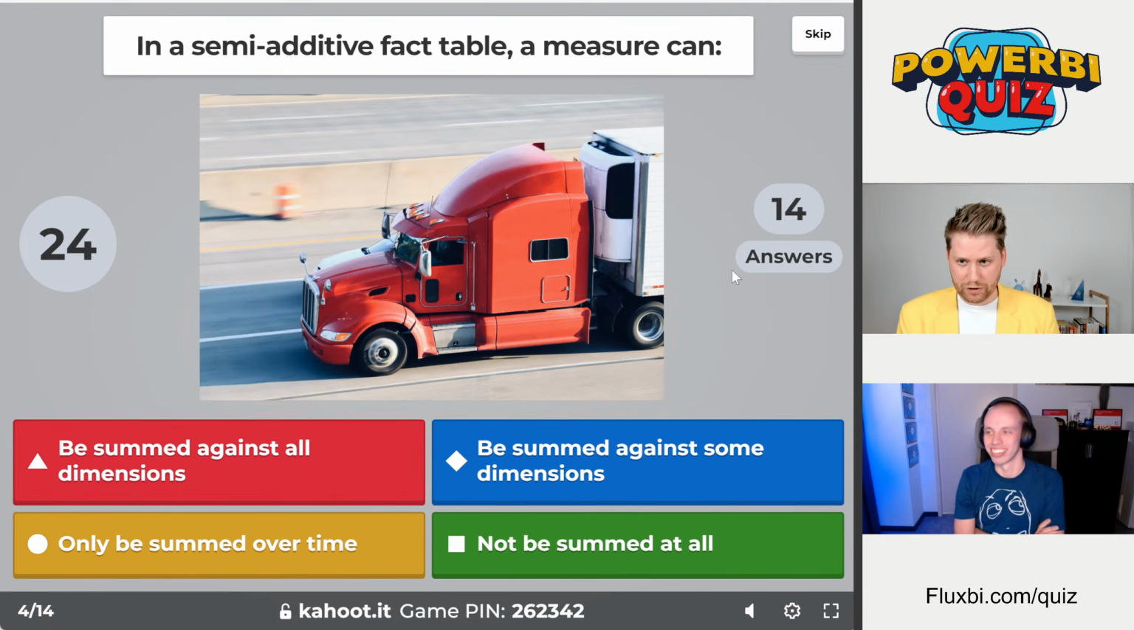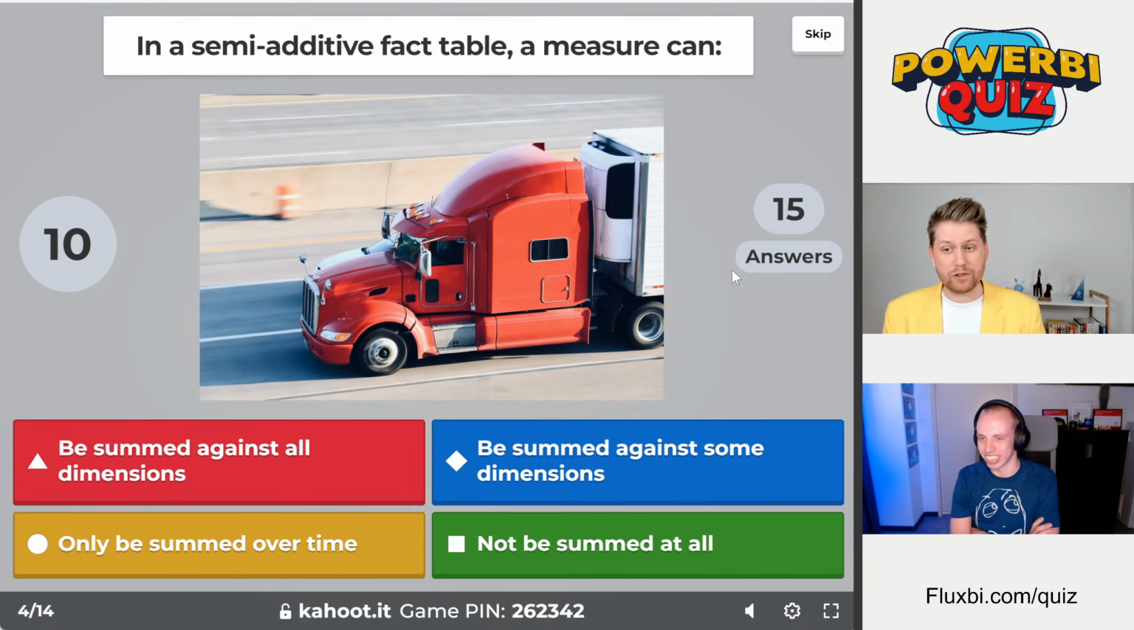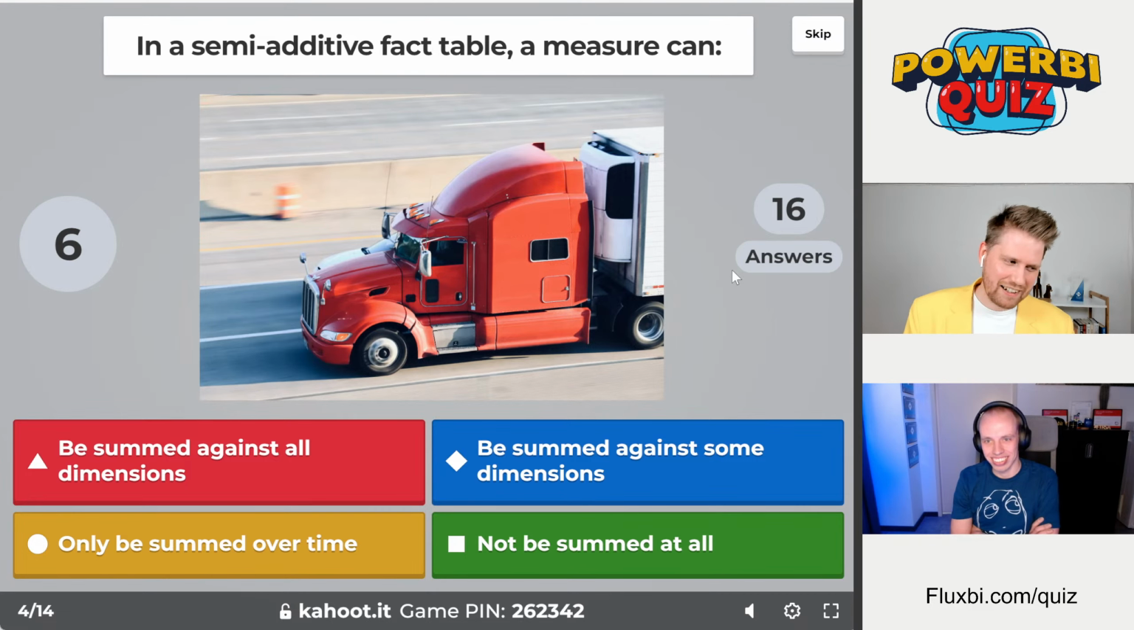If we talk about semi, we're not talking about a truck. Yeah. We're talking about a semi-additive fact table. Oh, I thought it was... I just googled semi. And that's the question that came up. It's actually a hard one, so I'm curious to see what the answers will be. Yes, exactly. Until I can get ChatGPT to give me an image.